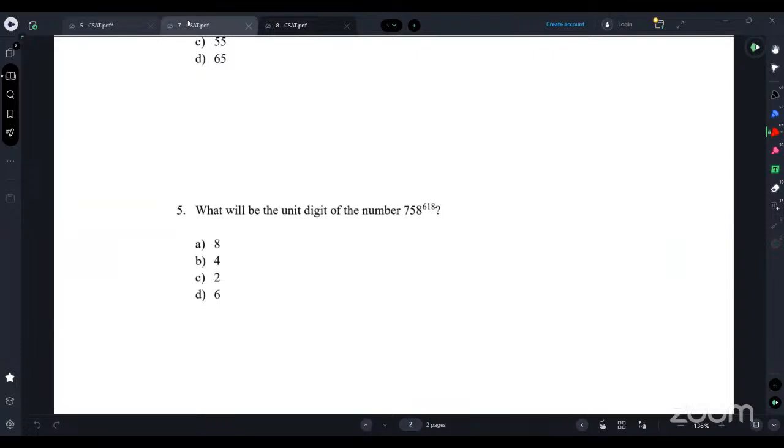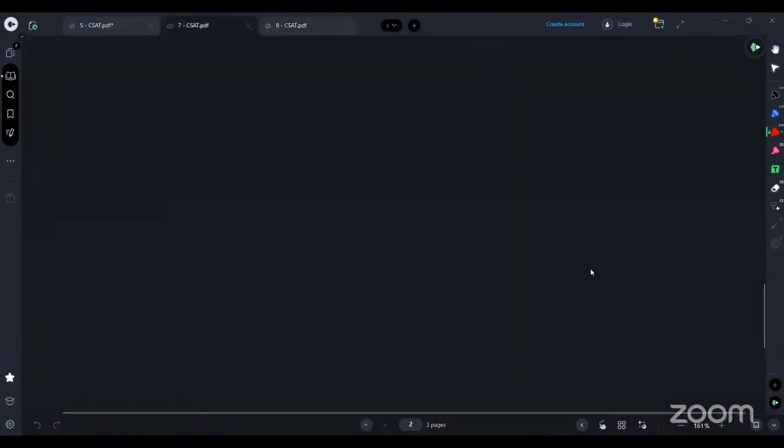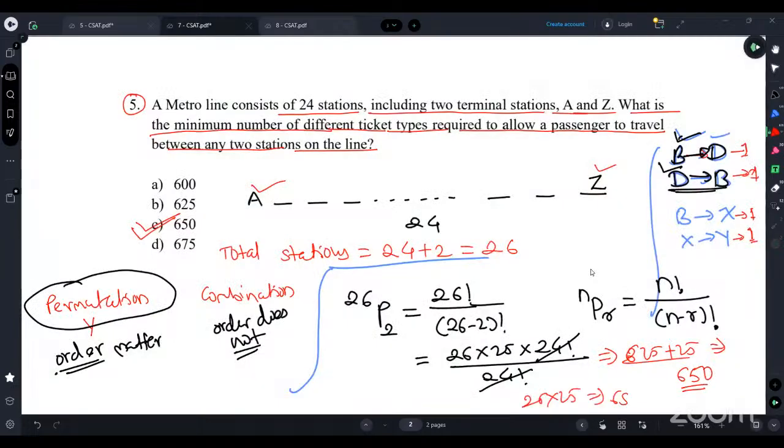Which 25? This is basic calculation, right? When you do 26 into 25, you will get 650. And I write 26 as 25 plus 1, into 25, to make my calculations easier. So 25 square, which is 625 plus 25, that will be 650.